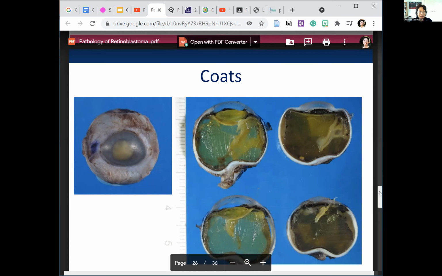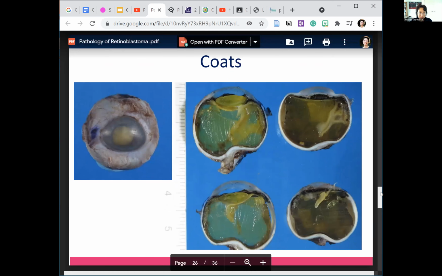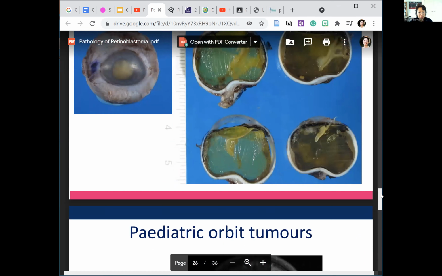Because they're so rare to enucleate for that. But this was blind and painful as well. Okay, so we've talked about retinoblastoma, which is a globe tumor.